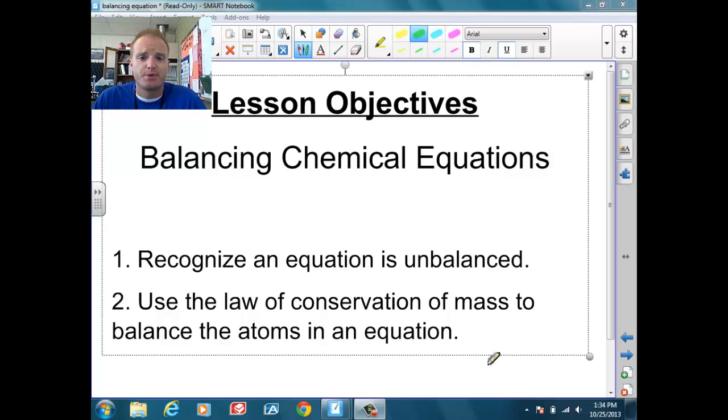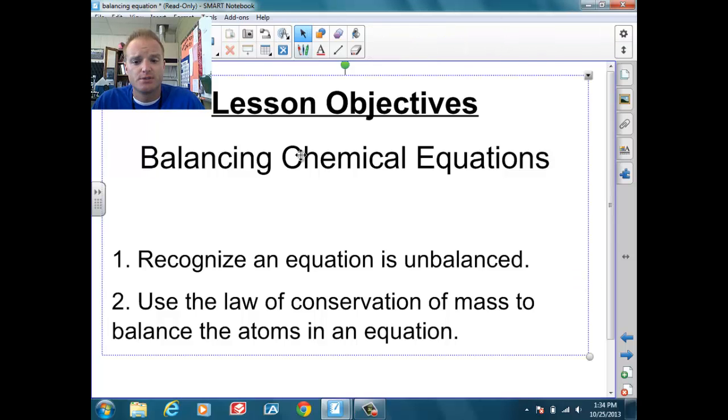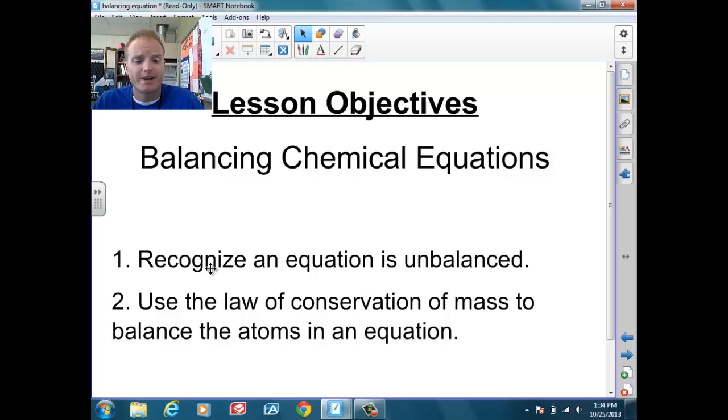So on this first page, guys, you don't have to write anything down. This is our lesson objectives. Just want to talk about those real quick. Our lesson objectives for balancing chemical equations are to recognize an equation is unbalanced. What does that look like? And then secondly, use the law of conservation of mass to balance the atoms in an equation so there's the same number of atoms on both sides of the equation, the reactant side and the product side.